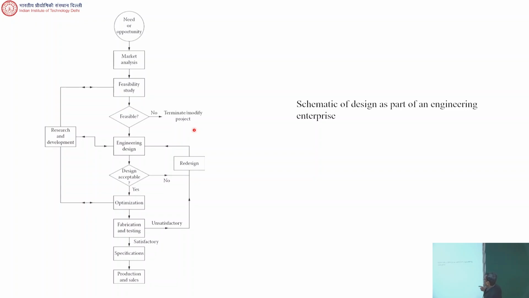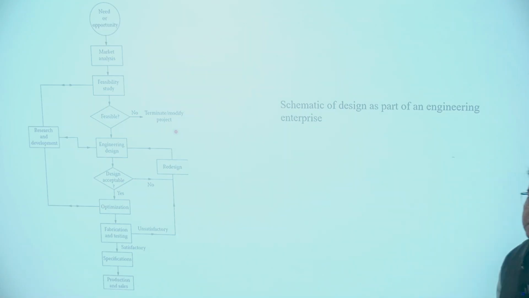Okay. Now we told you about design. We told you about synthesis and design. I told you about selection versus design. Now, where does design fit in the entire engineering enterprise? I have taken this from this book by Jaluria, Yogesh Jaluria's book, and this is a flowchart. I'll give you one or two minutes to have a look at this and see whether you understand this.